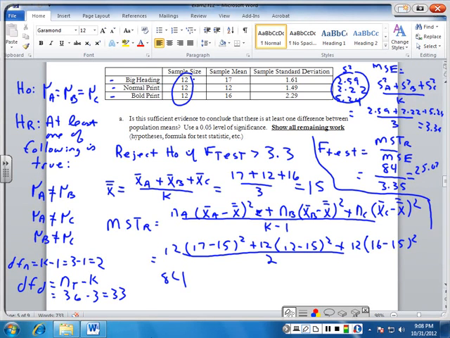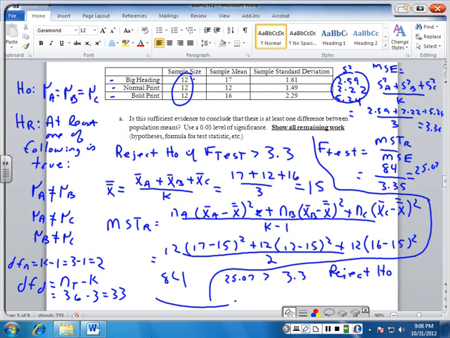Well, I'm just going to have to move down here now. 25.07 is greater than 3.3, so reject H0 and conclude, I'm just going to arrow over here, conclude that at least one of those is true. And that's part A.